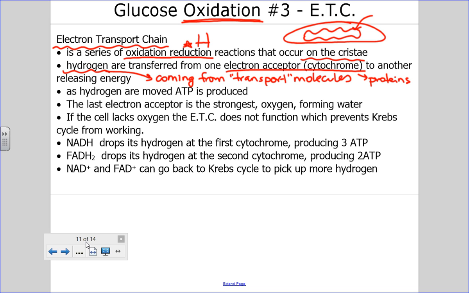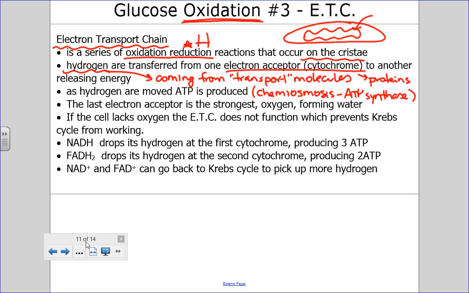Now, as they're transferred from one protein or one acceptor to the next, energy is being released. And what does that really mean? As hydrogen are moved, ATP is produced. We already learned about the process of chemiosmosis and about the structure ATP synthase. That's how I'm getting ATP. Hydrogen ions are being pumped to one side of the membrane, and as they come back through, their movement activates ATP synthase and helps us produce molecules of ATP.